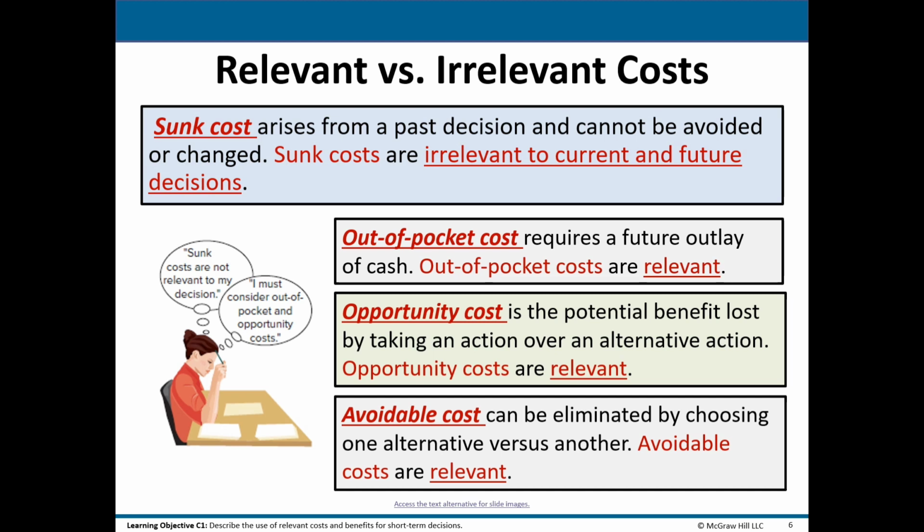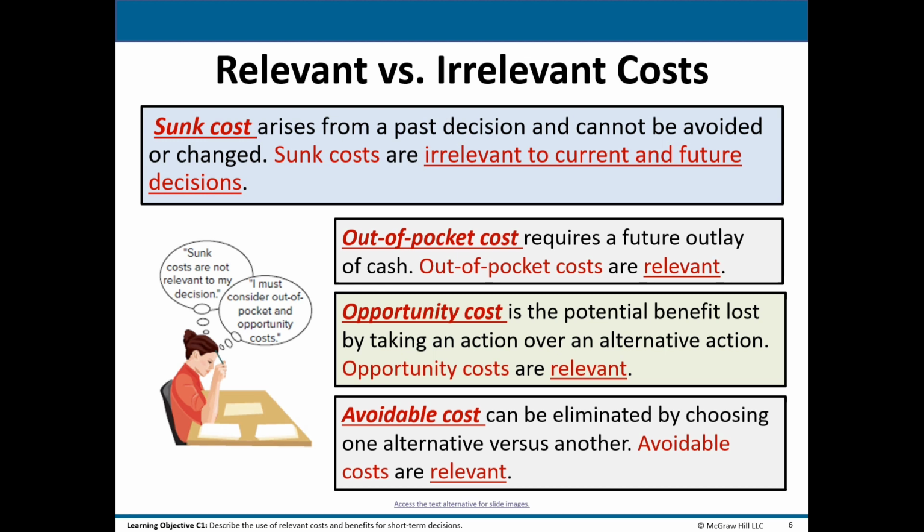Likewise, depreciation of the original cost of an asset is a sunk cost. Most of a company's allocated costs, including fixed overhead, are sunk costs. Out-of-pocket cost requires a future outlay of cash and is relevant for decisions. For instance, the cost of a future phone purchase is relevant to the decision of whether to replace a phone.